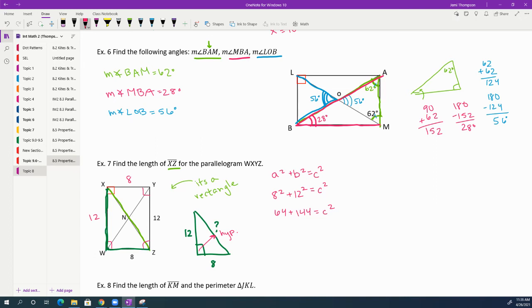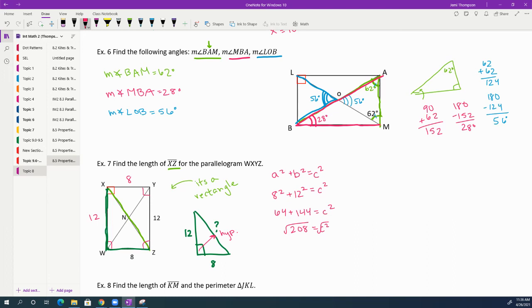64 plus 144, 208. Now I take the square root of the left side and the square root of the right side. When we did the Pythagorean theorem in topic 9, we practiced taking the square root of 208 and making a factor tree and leaving it in radical form. Today I want your answer as a decimal.